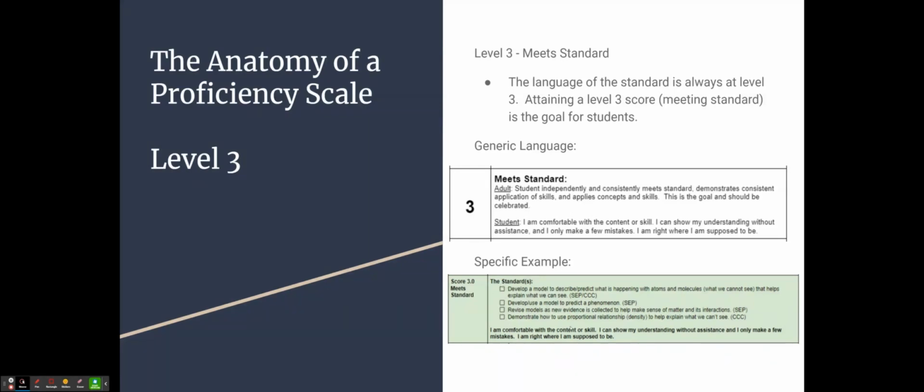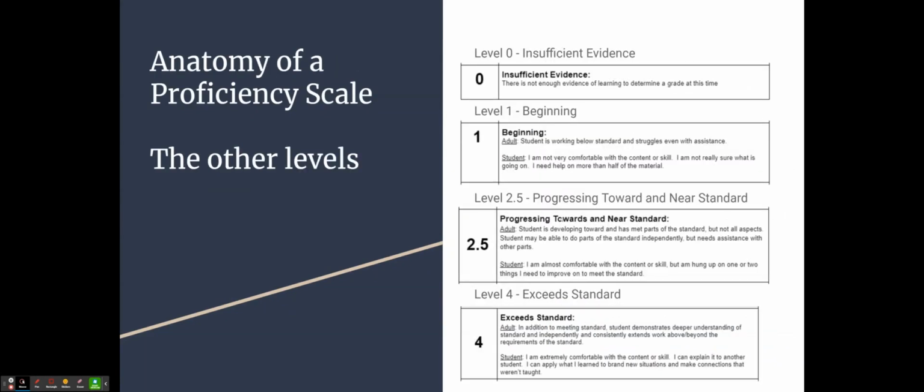And so if I had an assessment where a student was able to do some of those, but not all of them, I wouldn't necessarily feel comfortable saying that they're level 3, because I wouldn't want to give the information that you've reached your total goal, because you haven't. And so that's where a 2.5 comes into play, where I'm almost comfortable with the content or skill, but I'm hung up on maybe one or two things, and I need to improve before we can confidently say we're at a level 3.